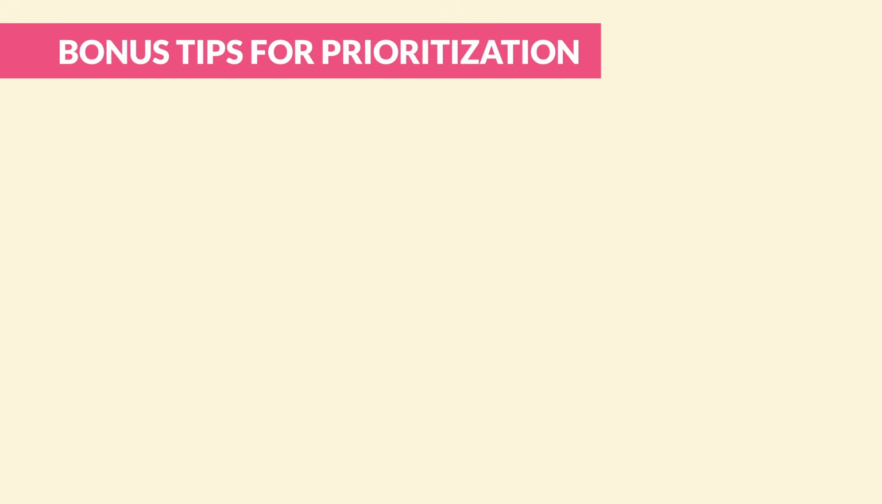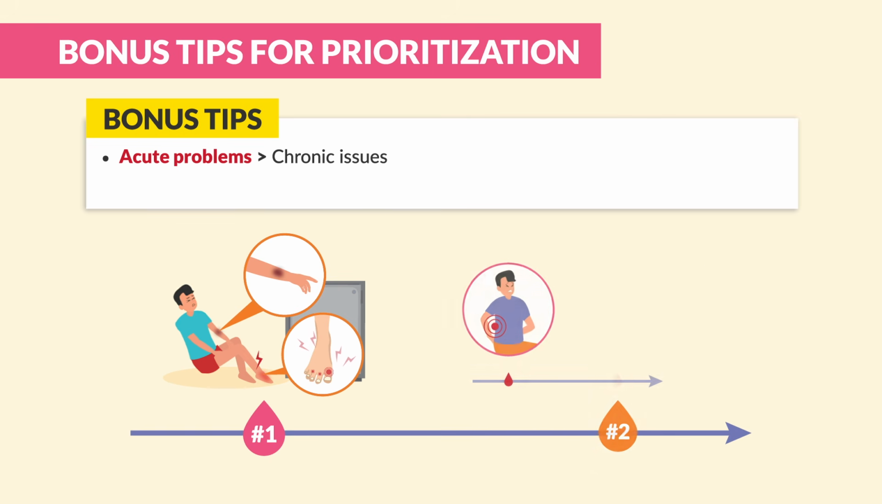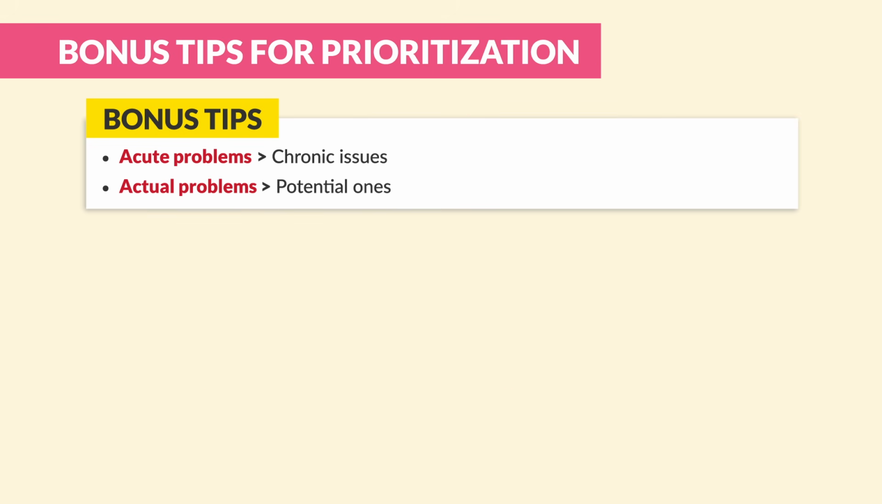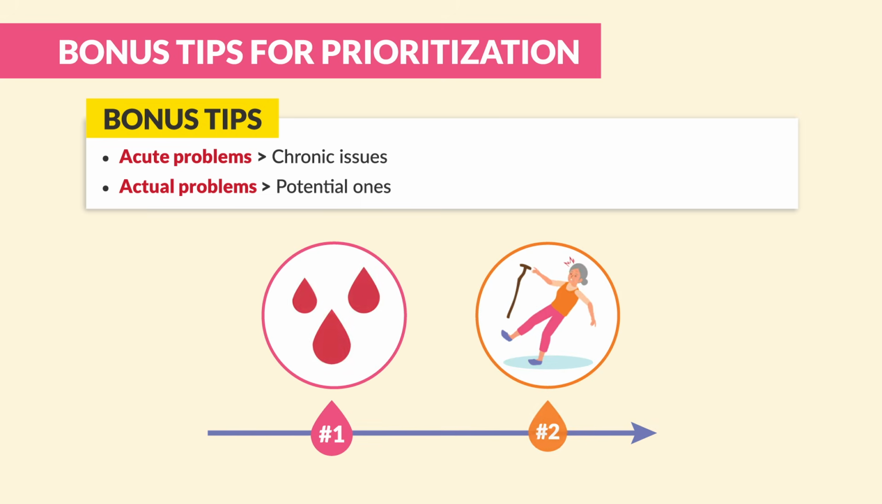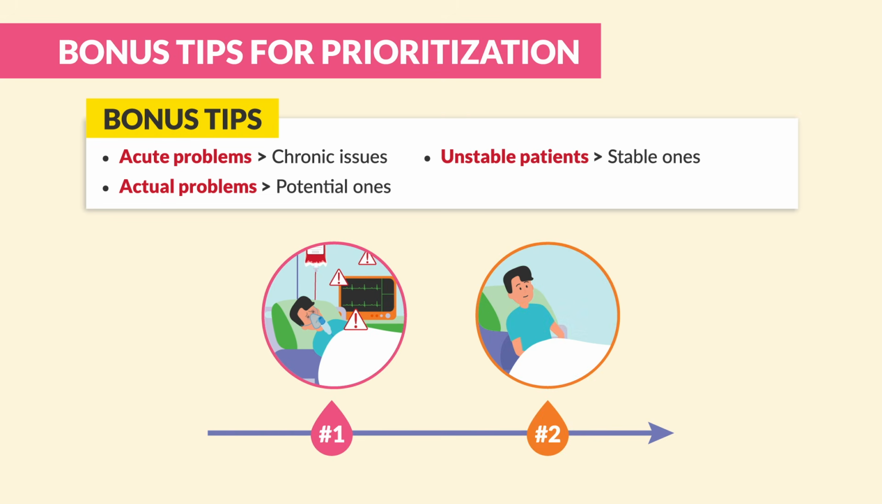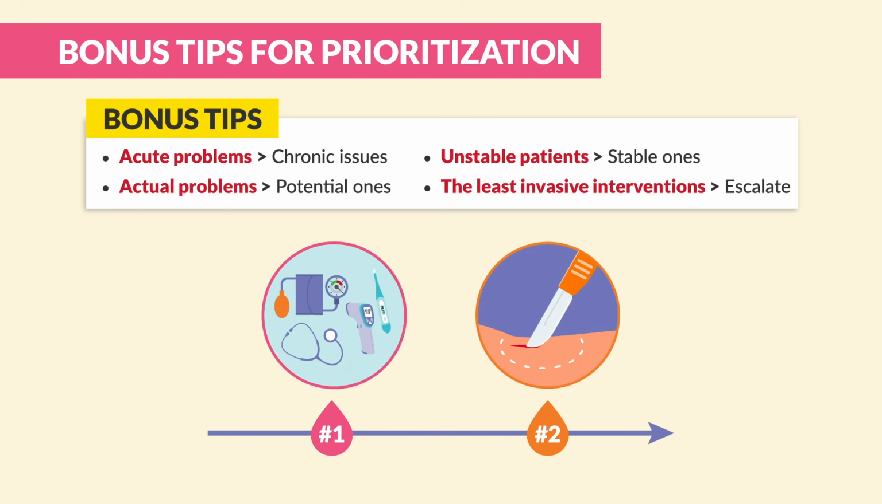Now, for bonus tips for prioritization, you can also write these down. First is acute problems always come before chronic issues. Next is actual problems come before potential ones. If someone's actively bleeding, well, that beats a possible fall risk. Next is unstable patients always come before stable ones. And lastly, start with the least invasive intervention first and then escalate to the most invasive.